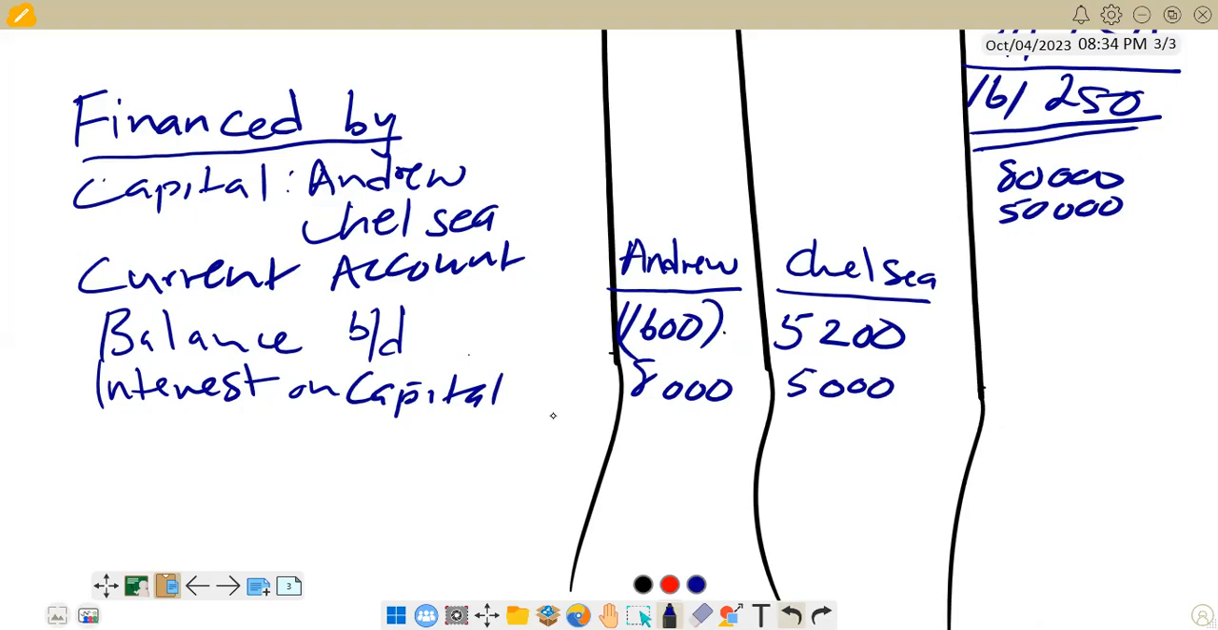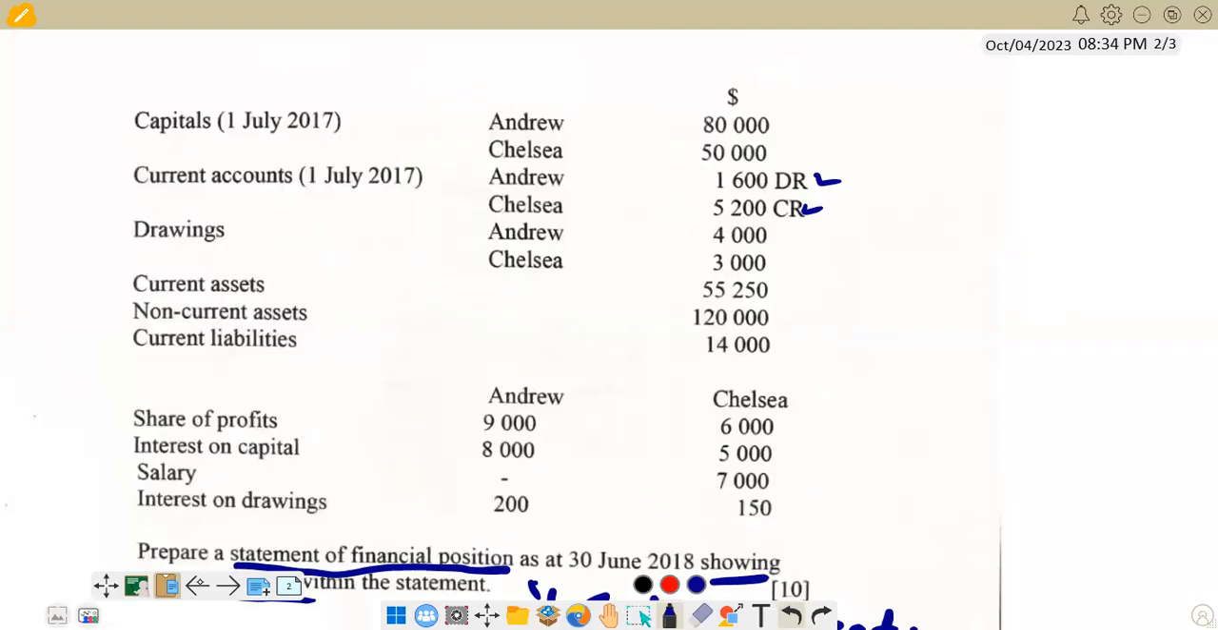And then after that, we also have salary. Salary also increases the balance of the current account, because this is what the partner is getting. So it has to increase the balance of the current account. So we see that salary is only allocated for Chelsea. There are reasons why salary can be allocated for one partner. Maybe one of the partners is not fully at the business, and the other one is always on the business. So it differs according to the conditions. We know what happens in terms of salaries.